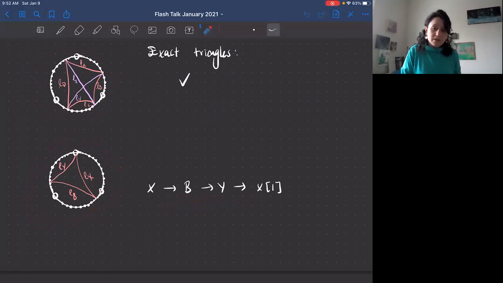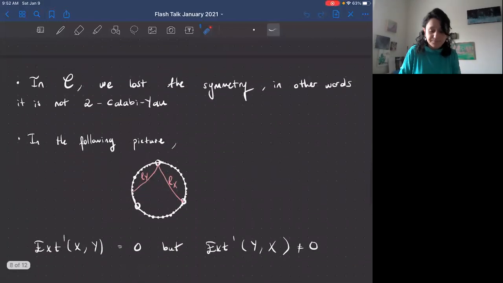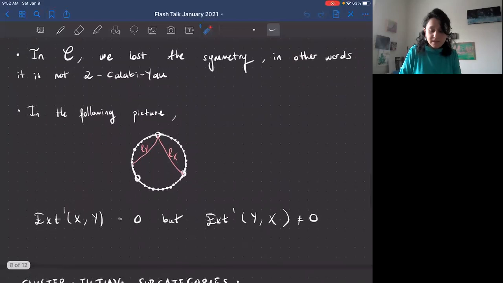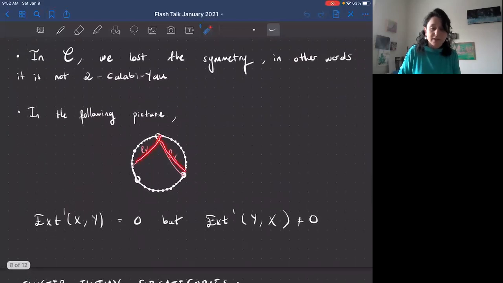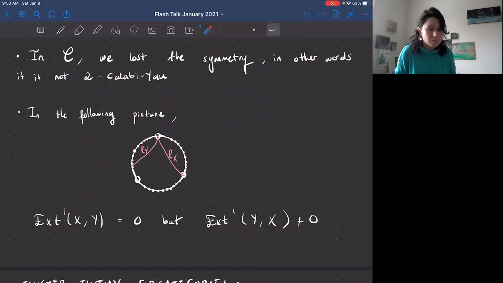This is one sad thing about this category, that it's not symmetric. Ext^1 spaces are not symmetric. For instance, in this case, if I consider these two arcs and the objects corresponding to these two arcs, Ext^1(X, Y) is 0, but not the other way around. So we lose the symmetry. So this category is not Calabi-Yau at all. This is one thing that we lost when we do this quotient procedure.